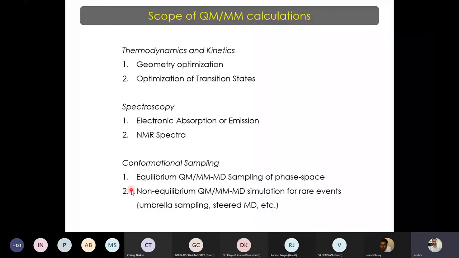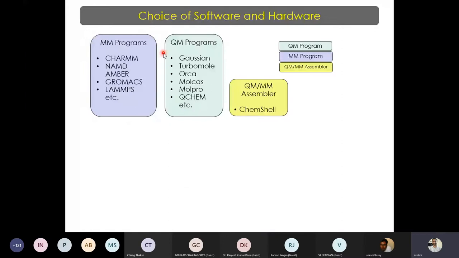I'm not sure whether it was discussed in the previous talks that using your MD simulation, you can also sample non-equilibrium processes. There are some special methods, for example, umbrella sampling or steered MD. These are very popular in the molecular dynamics literature. If you can do this with molecular dynamics, you can very well also do that with QM/MM MD. So these are the different scopes. That means you can study a high energy, high barrier process through a non-equilibrium molecular dynamics method using the QM/MM approach.